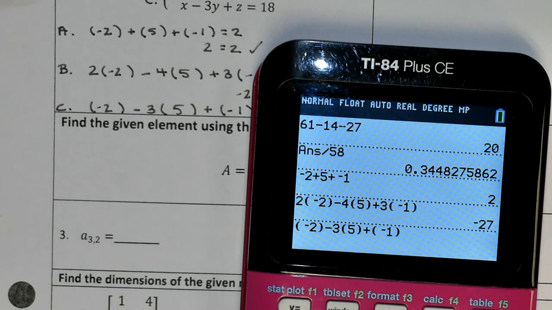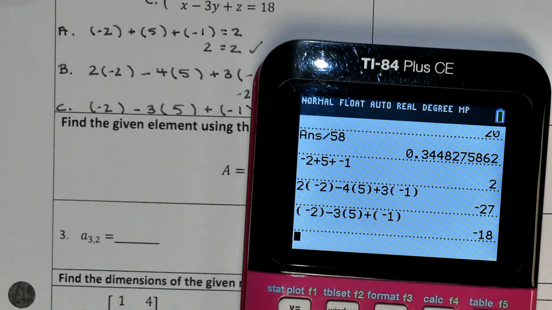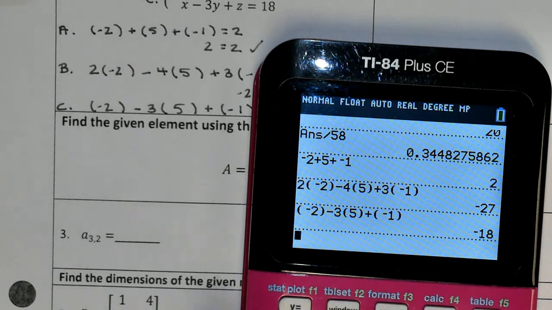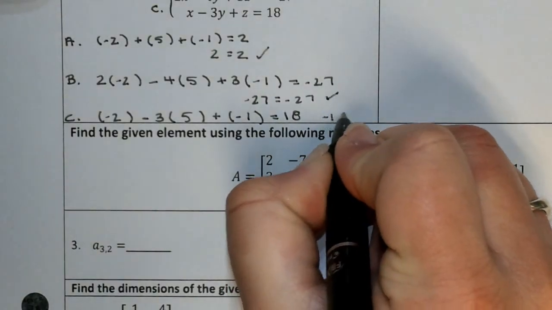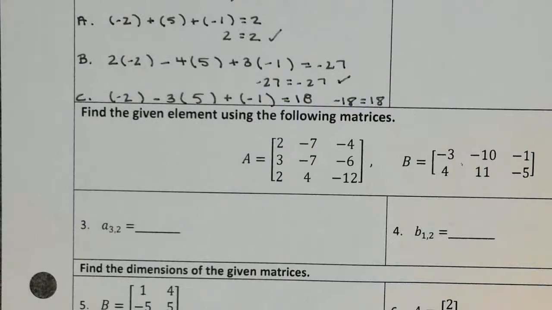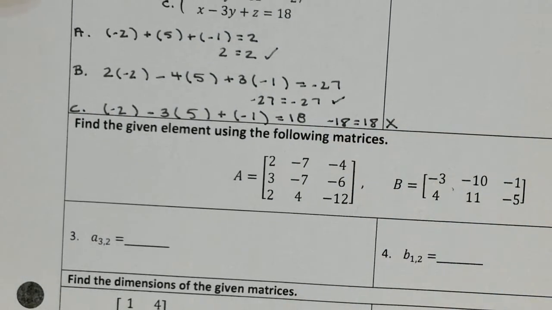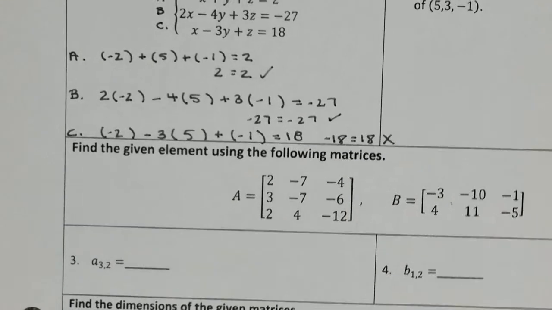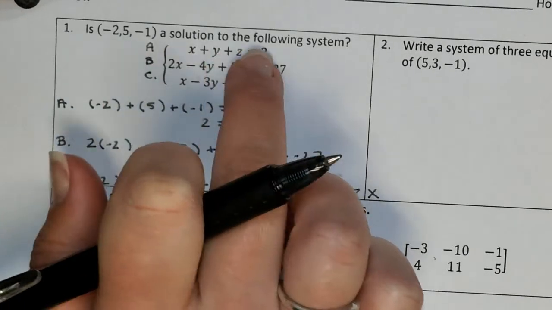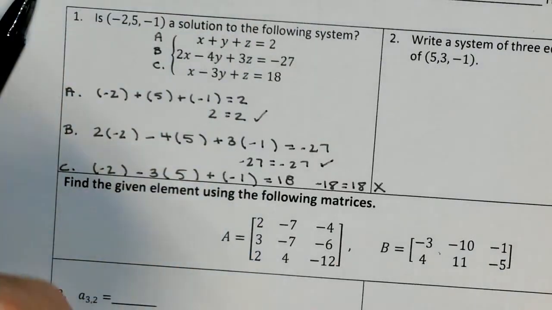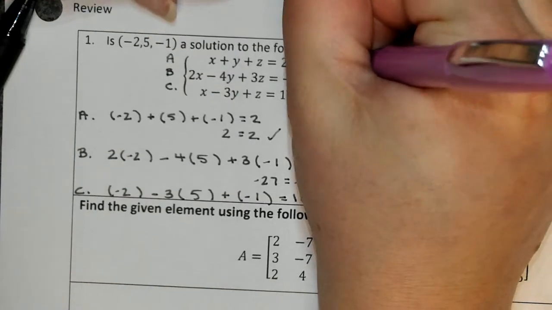What do we get when we type this one in? Number 2, what'd you get? I got -18 also. So I have -18 on the left equals 18 on the right. Is that right? No. That does not work on that one. Okay? So we still have to answer, is this a solution to the following system? What's our answer going to be? No. It did not work for all three.